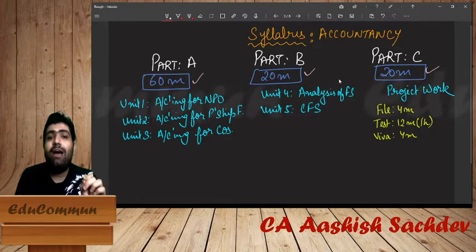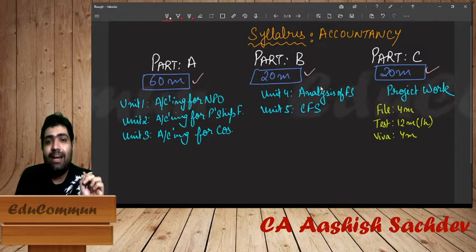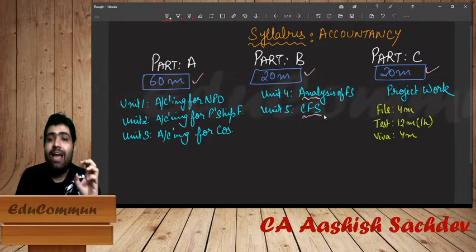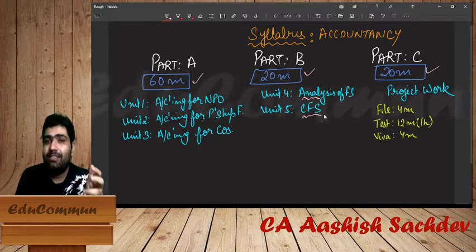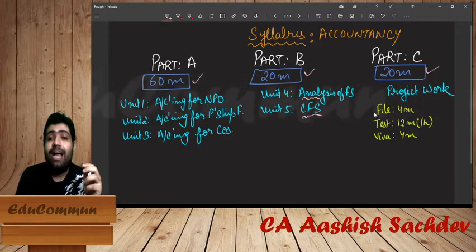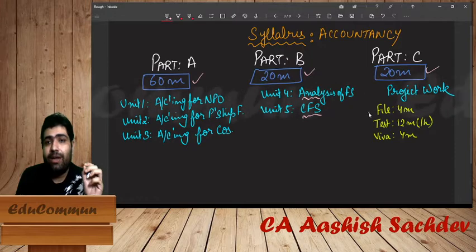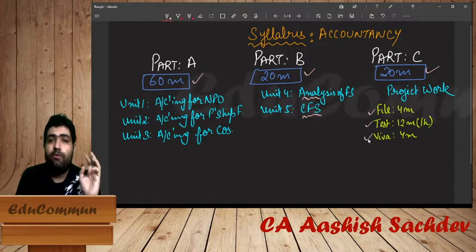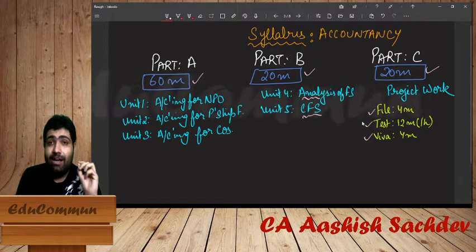In part B, you have got analysis of financial statements. There are 2 units, analysis of financial statements and cash flow statement. And in part C, as I've already told you, it is related to your project work, and there are 3 parts of your project. One is your file, second is a test of 1 hour, that is for 12 marks, and the third is the viva voce for 4 marks. Okay, so this is your syllabus of accountancy.